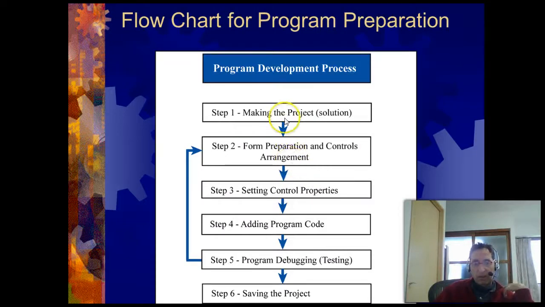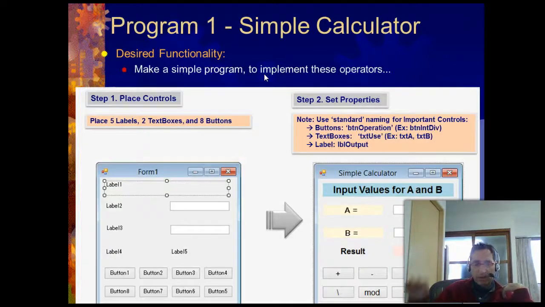So we've seen this before. Making the project, form preparation, setting the controls, adding the program, debugging, saving the project. This is the flow chart for program preparation. Here's the first program we want to make, a simple calculator. So we're going to have this label, this label, this label, this label, and this label. And we're going to have this one and this one as well. And this is what we want it to look like. Then we're going to have these 8 buttons here.